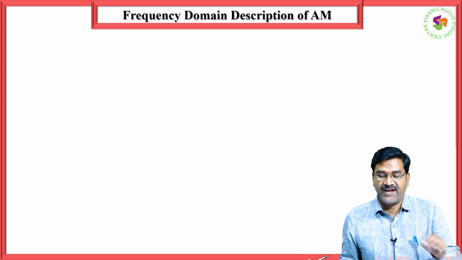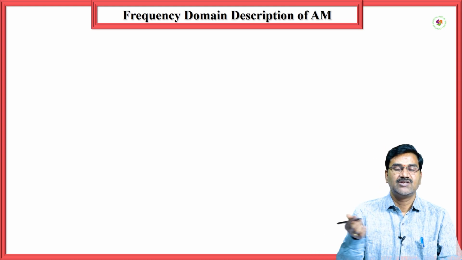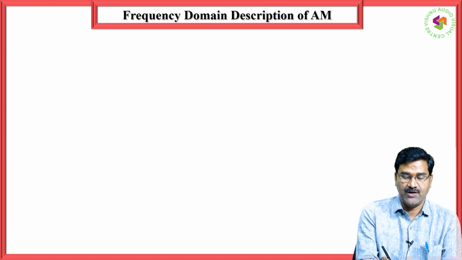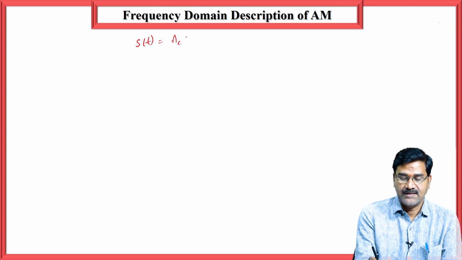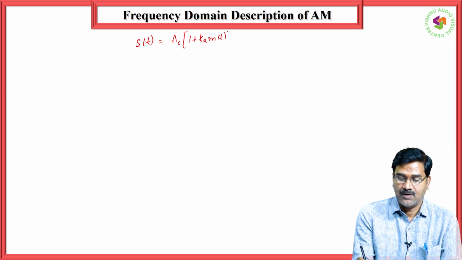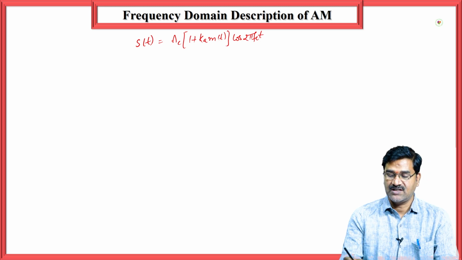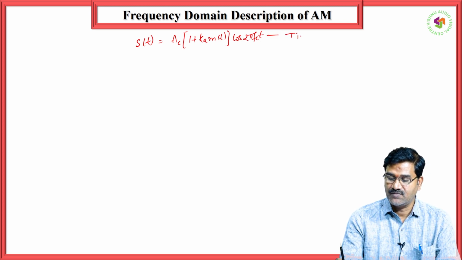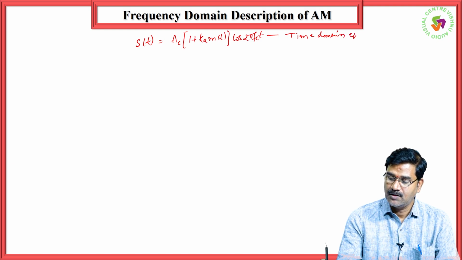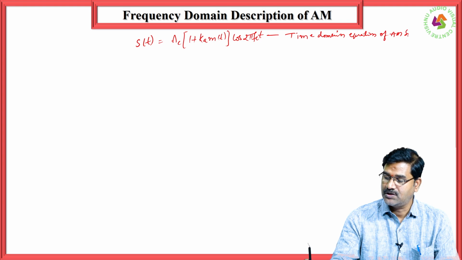Now if you look at the frequency domain description of the AM signal, previously we have seen the time domain equation. What is the time domain equation? s(t) is equal to Ac into 1 plus Ka m(t), into cos 2 pi fc t. So this is the time domain equation of the AM signal.